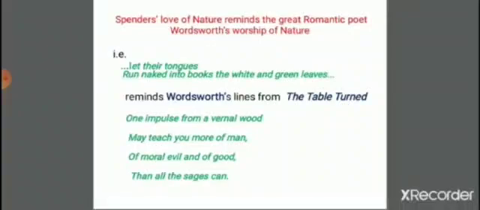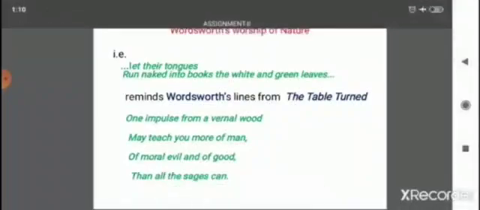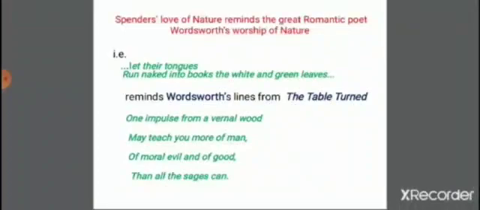us of Wordsworth's famous line from "The Tables Turned": "One impulse from a vernal wood may teach you more of man, of moral evil and of good, than all the sages can." So they both are saying that nature is the best teacher and we must go into the lap of nature and learn what life is.